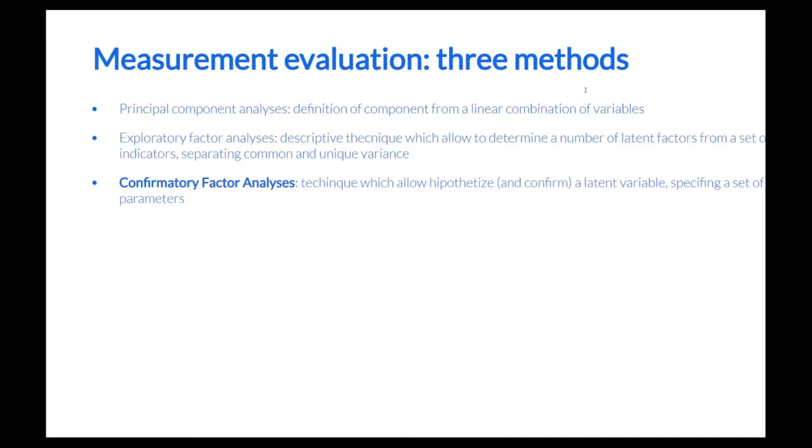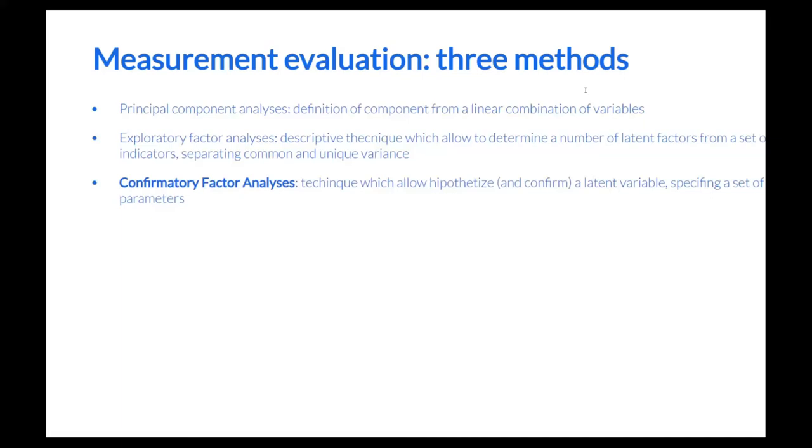And there is some difference from the other two approaches. The exploratory factor analysis is a descriptive technique which allows us to determine the number of latent factors from a set of indicators, separating the common and unique variance in order to create indicators. And the confirmatory factor analysis, sorry, is a technique which allows us to hypothesize, and hopefully confirm, the existence of a latent variable, specifying a set of parameters.